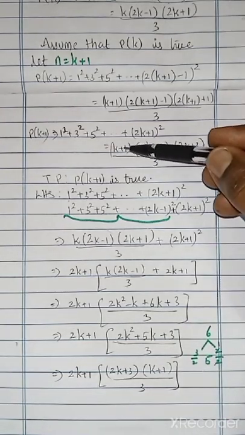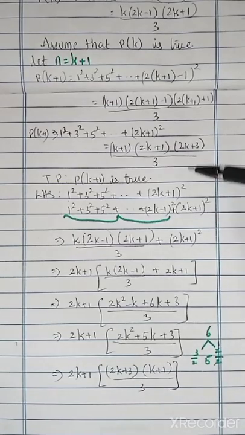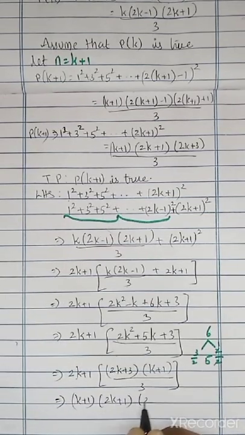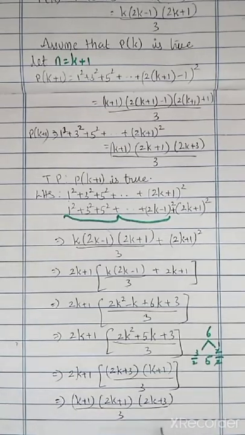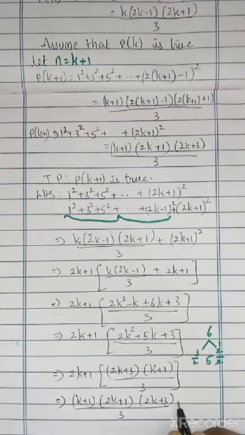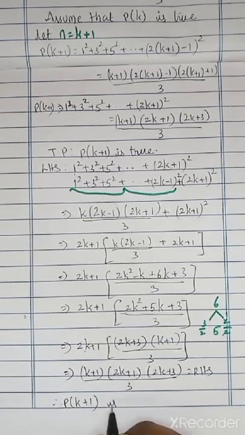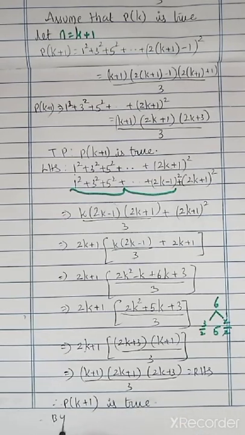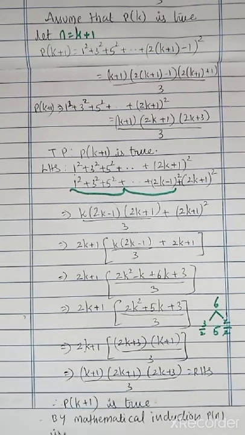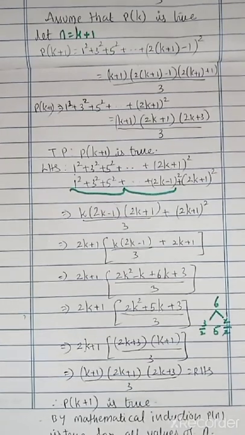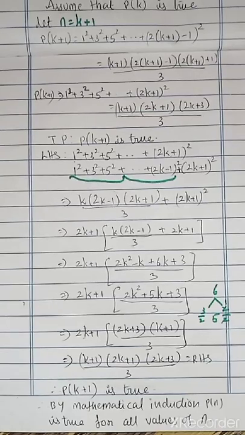That is your left hand side, right hand side. Look at here, k plus 1, 2k plus 1, 2k plus 3, the whole divided by 3, correct? So we got k plus 1, 2k plus 1, 2k plus 3, the whole divided by 3. That is your right hand side. Therefore, P of k plus 1 is true. Therefore, by mathematical induction, P of n is true for all values of n. This is your final answer.